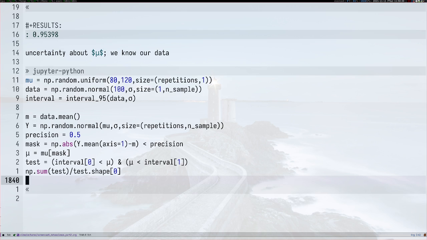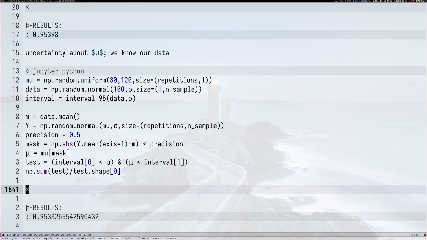So let's see whether I didn't make any mistakes here if I run this. No, I don't get an error. And again, you see that this is close to 95%. So the credible interval, or the compatibility interval that we constructed here for the Bayesian approach, indeed, it is the case that my random variable mu lies in the interval that we construct in 95% of the cases.